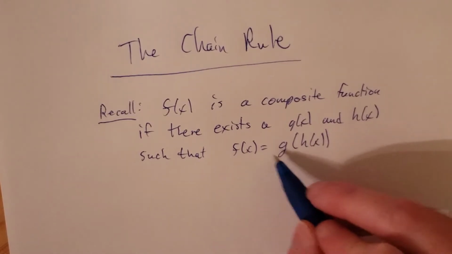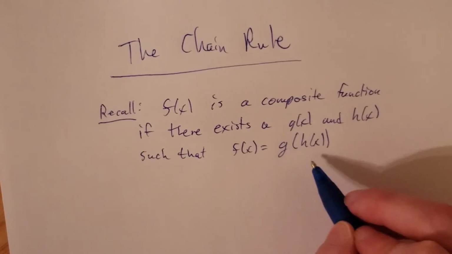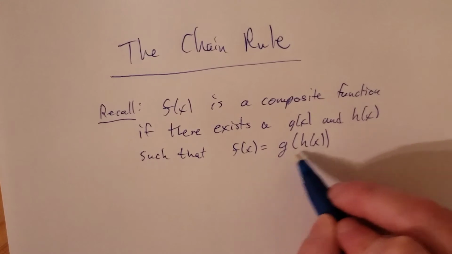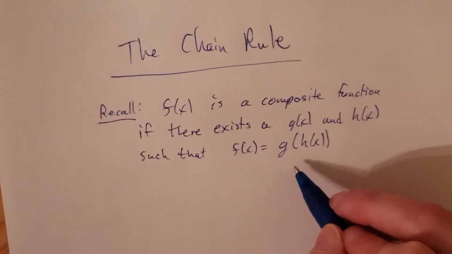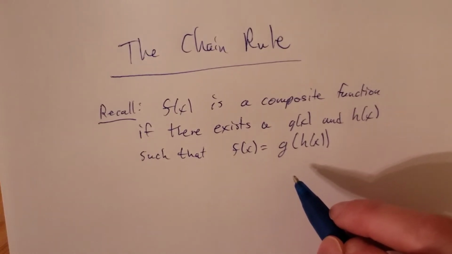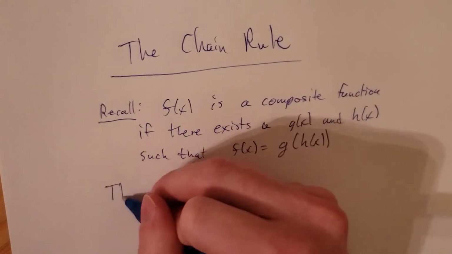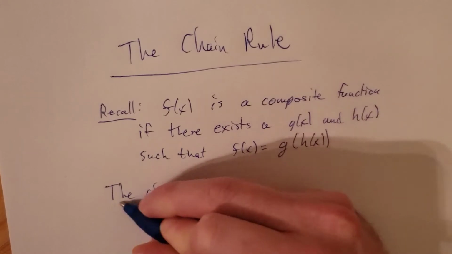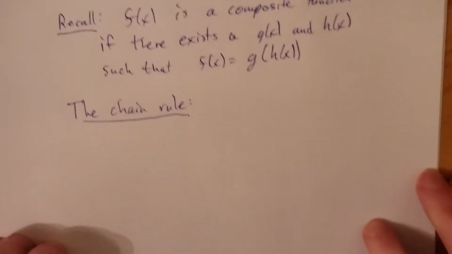So if f of x is defined like this, we want some kind of rule in order to know how to derive this type of function. And that's exactly what this chain rule is. So we'll go ahead and write that down now. So the chain rule is the following.